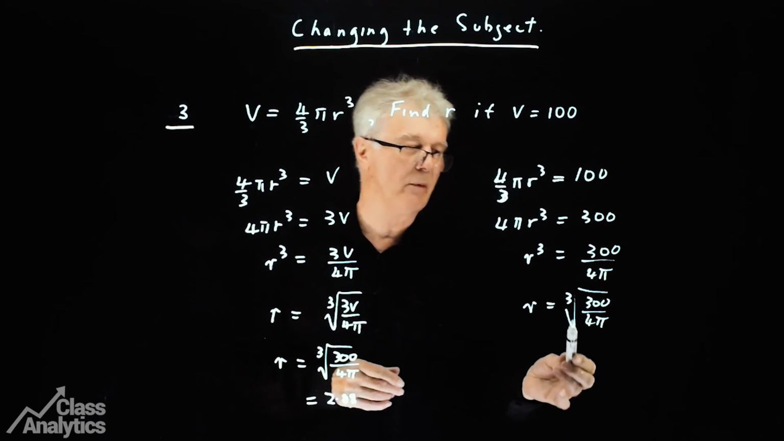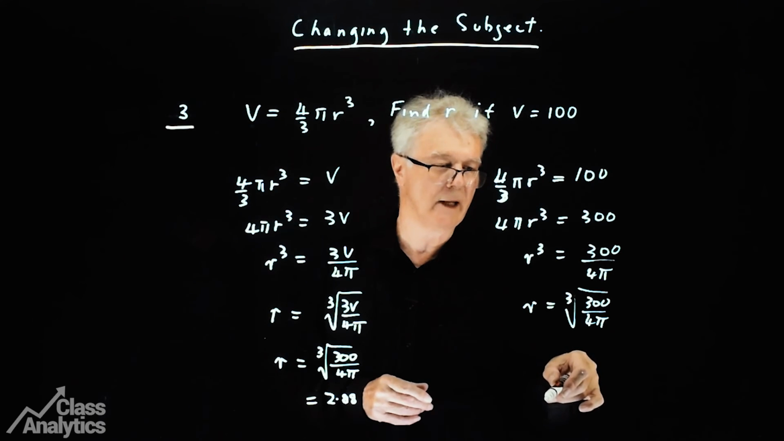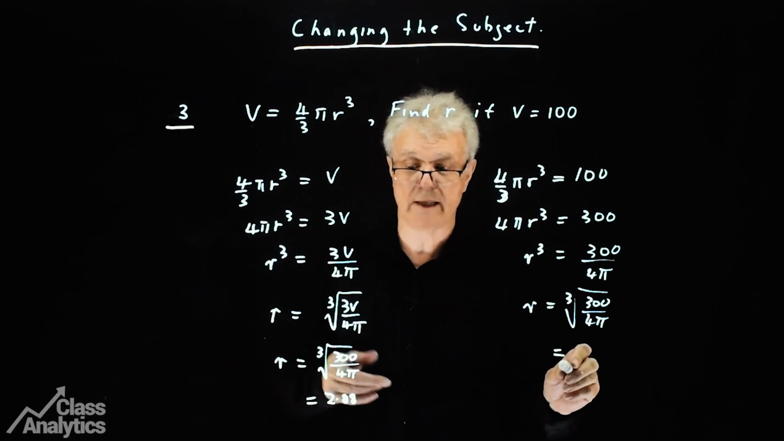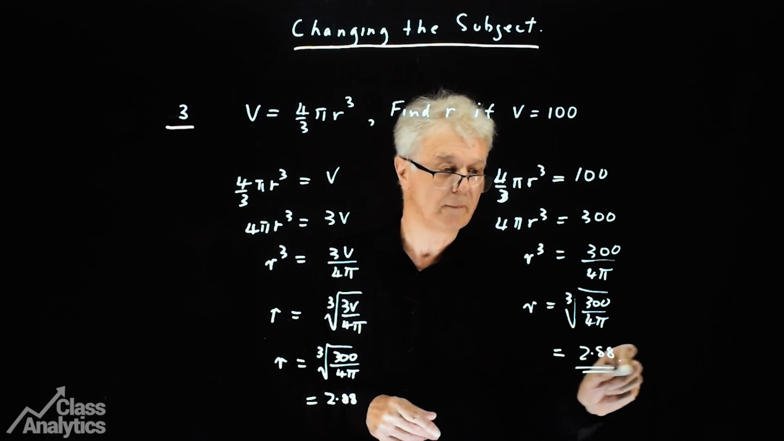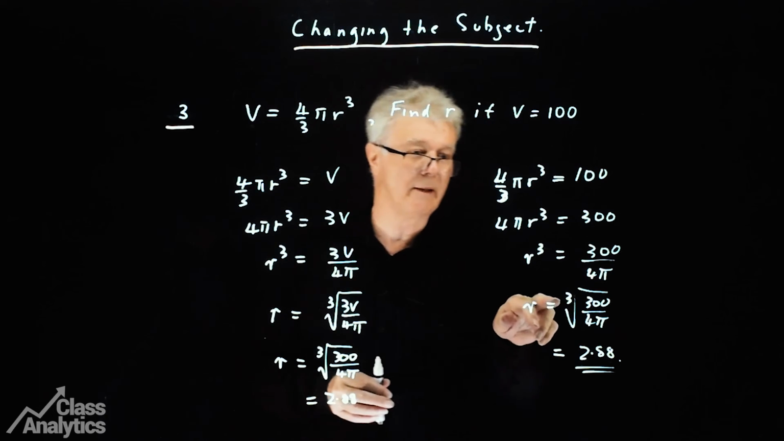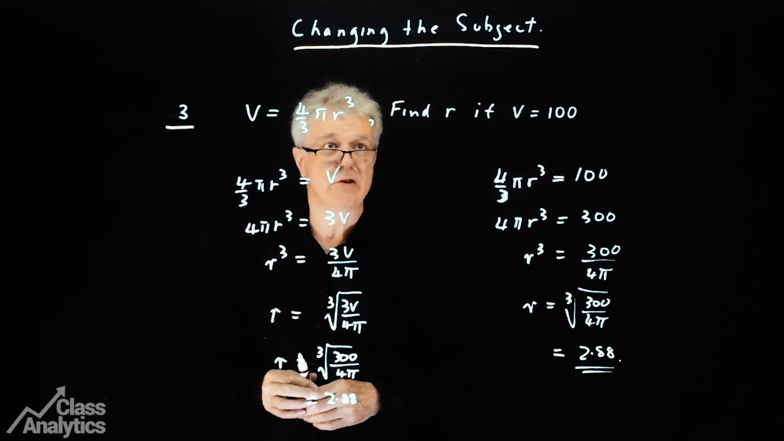And just be very careful when you put that in your calculator not to make any sort of silly errors, which I generally do on a calculator. Okay, and that gives you the same result, 2.88. For example, don't put the square root, put the cube root in. Okay, that's done with changing the subject.